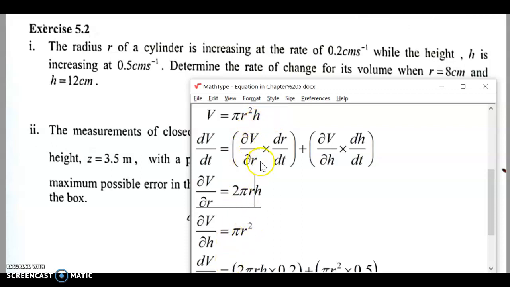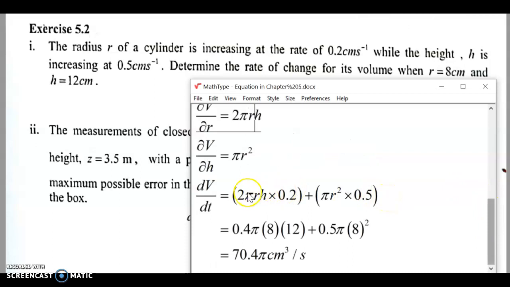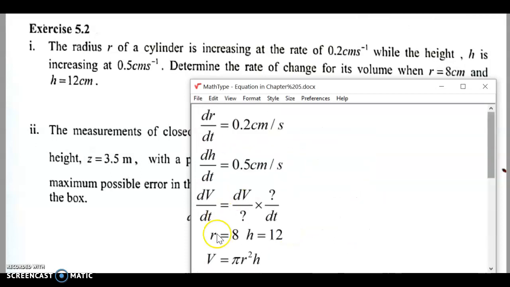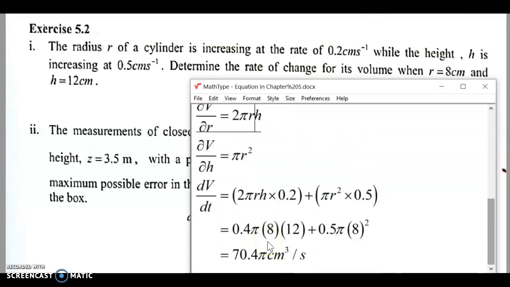So now we have this information, we just substitute it in our chain rule, right? So just simplify, and then substitute the information of r and h that you have before, which is this, into the chain rule, and you will get this answer. So that is how you calculate for the rate of change.